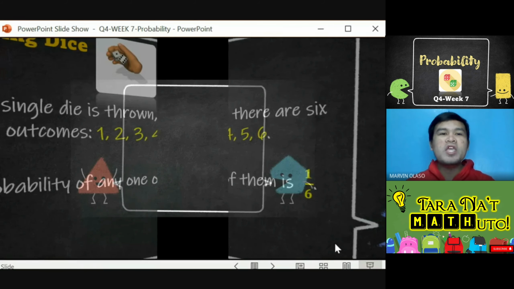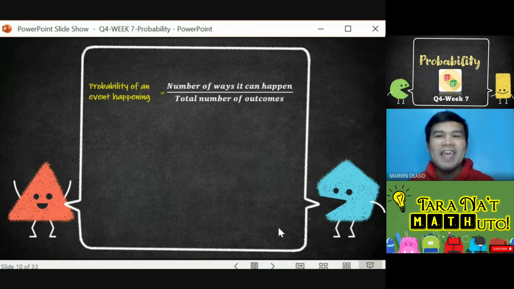Again, we use the formula in getting the probability of an event in general. Ito na yung sinasabi natin kanina. We have probability of an event happening is equal to, first, the numerator is the number of ways it can happen over yung ating total number of outcomes. So, gamitin natin yung formula.